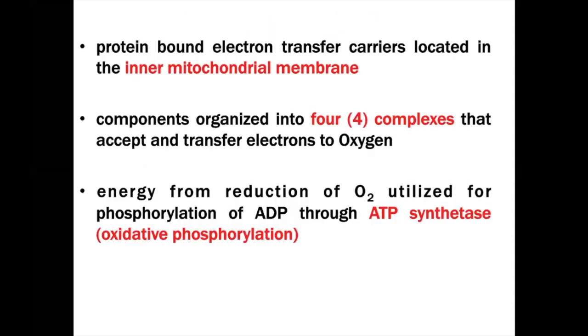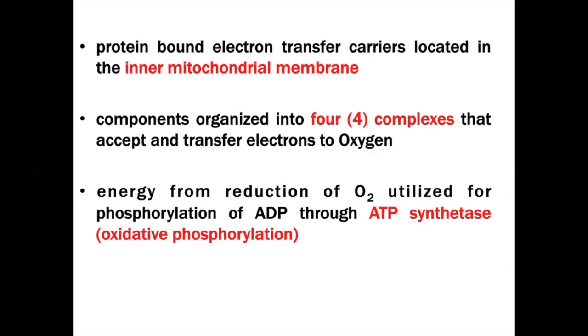So, other pearls you have to remember regarding the electron transport chain is, where does this important pathway occur? This pathway is located in the inner mitochondrial membrane. And this is where a very important biochemical reaction occurs, and this is what we call oxidative phosphorylation. This is the production of ATP, which is coupled to the electron transport chain.